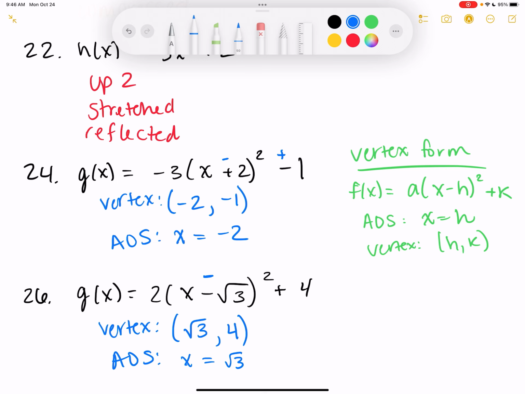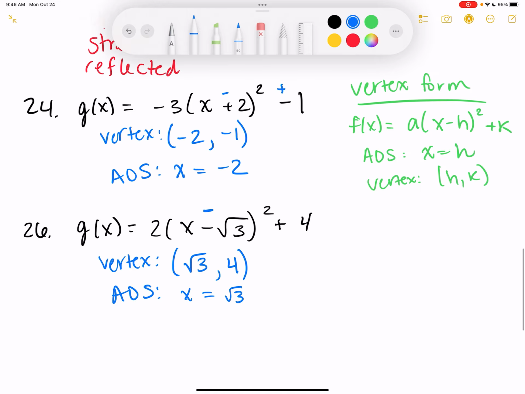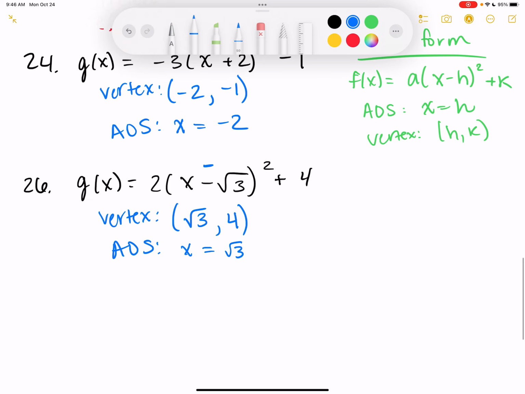All right. Find the vertex and axis of symmetry. Rewrite the equation for the function in vertex form. Number 32: h of x equals negative 2x squared minus 7x minus 4.